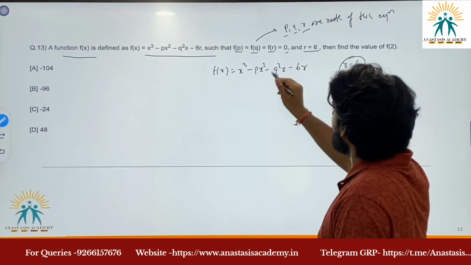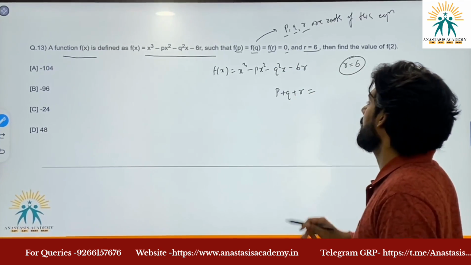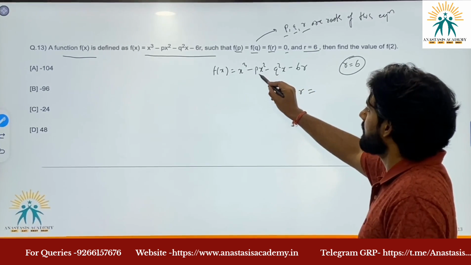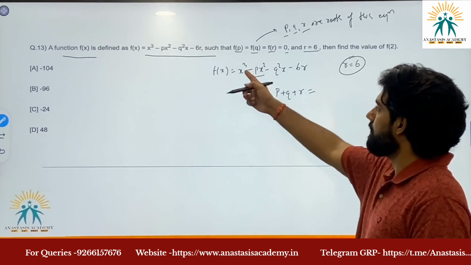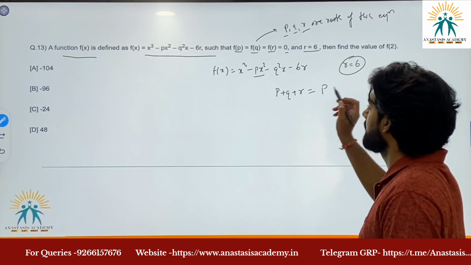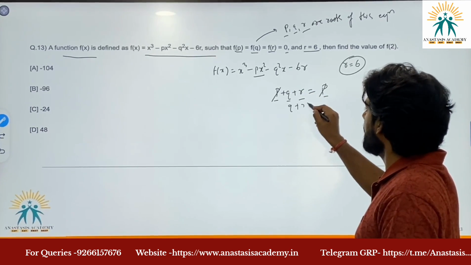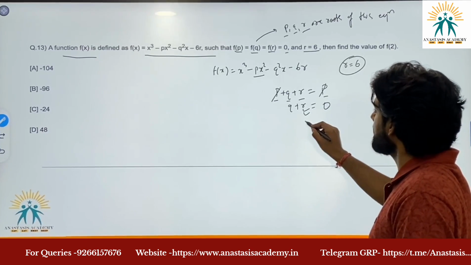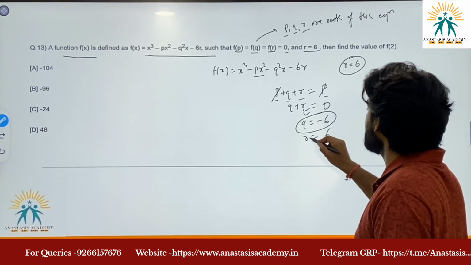Okay, so from here I can write the sum of roots. I know for a cubic function the sum of roots is equal to minus the coefficient of x² divided by the coefficient of x³. So it will be p. So the sum of roots will be p, and p gets cancelled. From here I know q plus r will be 0, and r is already 6, so q becomes minus 6.